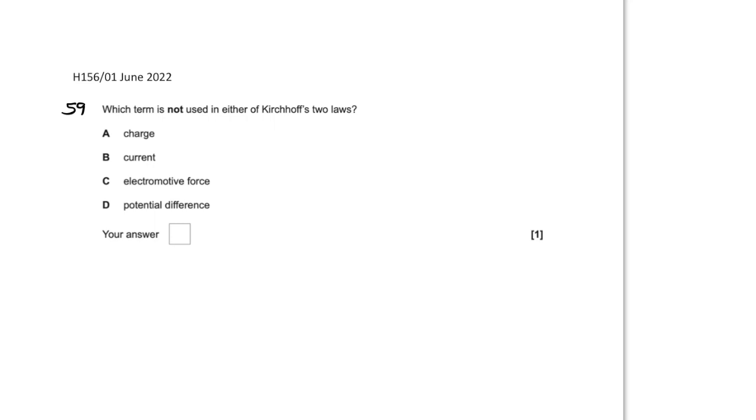For question 59, it's asking us which term is not used in either of Kirchhoff's two laws. The first law is all about current, conserving the current and charge. And the second law is all about the sum of the electromotive forces being equal to the potential difference. Although charge is conserved, it's not directly talked about in the law. So A will be my best answer, because current, EMF, and potential difference are all mentioned in the two laws.